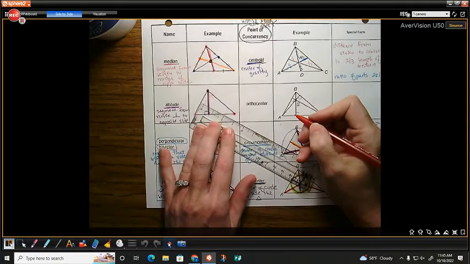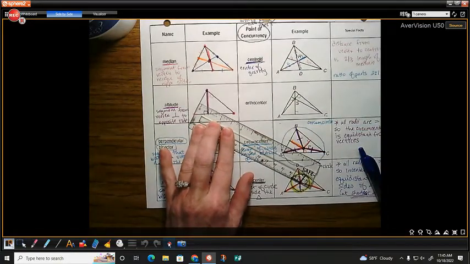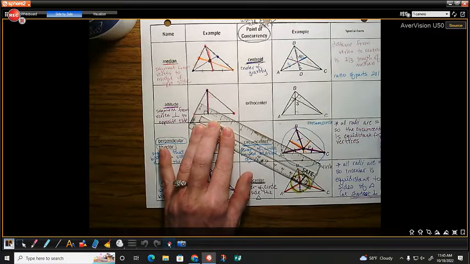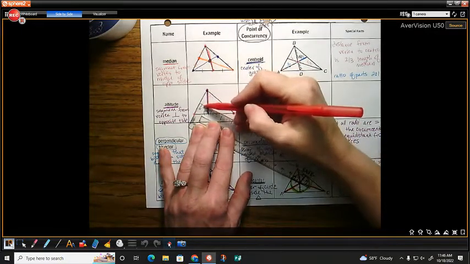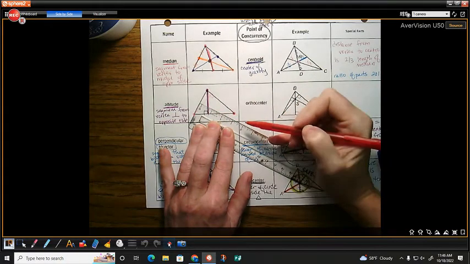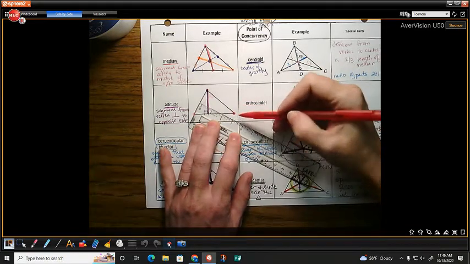Now look, this perpendicular goes through the midpoint. This is where my perpendicular bisector would be. Is it where the altitude is though? This is perpendicular through the midpoint. Is it going to be my altitude? No, because it doesn't go through my vertex. Altitude has to be perpendicular and go through the vertex.